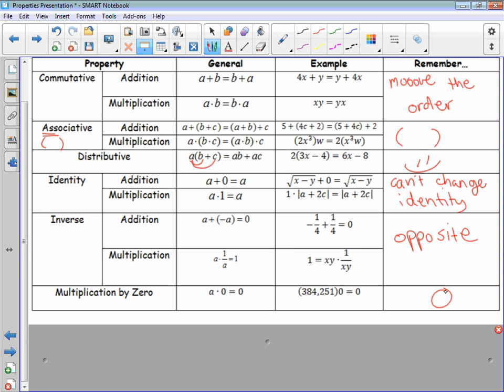And then multiply by 0. Okay? So, all together now, you ready? 5, 6, 7. Commutative. Associative. Associative. Identity. Come on, you can do inverse. Ready? Inverse. And what was it? Multiply by 0. Come on now, we're not gonna do this till all the guys do it.